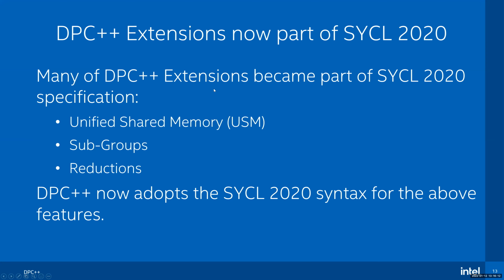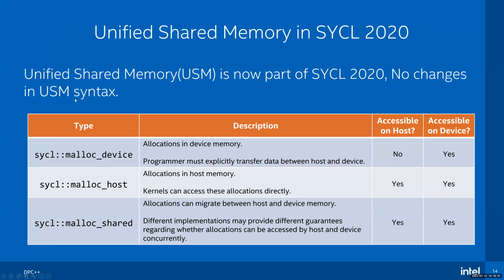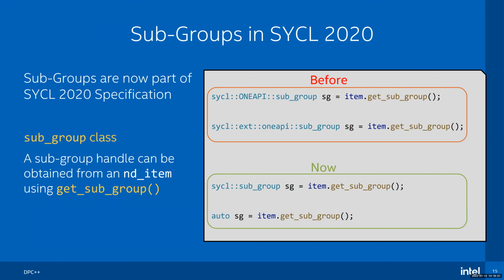Many of the extensions have now become part of the SYCL 2020 specification. Some of those examples are unified shared memory or USM, subgroups, and reductions. The compiler now adopts the SYCL 2020 syntax for these features. This is a quick snapshot of unified shared memory and the different types of memory allocations: malloc_device, malloc_host, and malloc_shared. If you have used this before, it's still the same. Nothing has changed in unified shared memory.